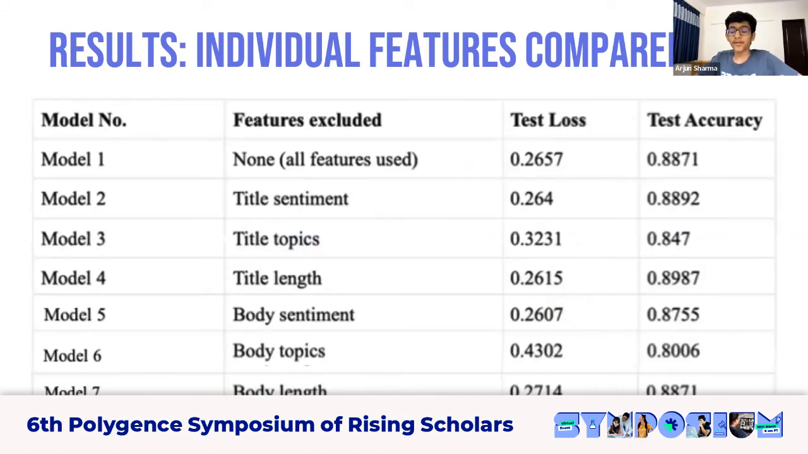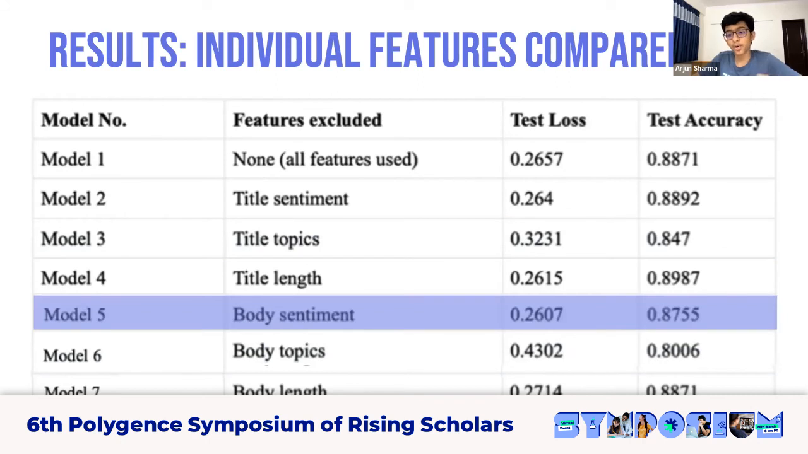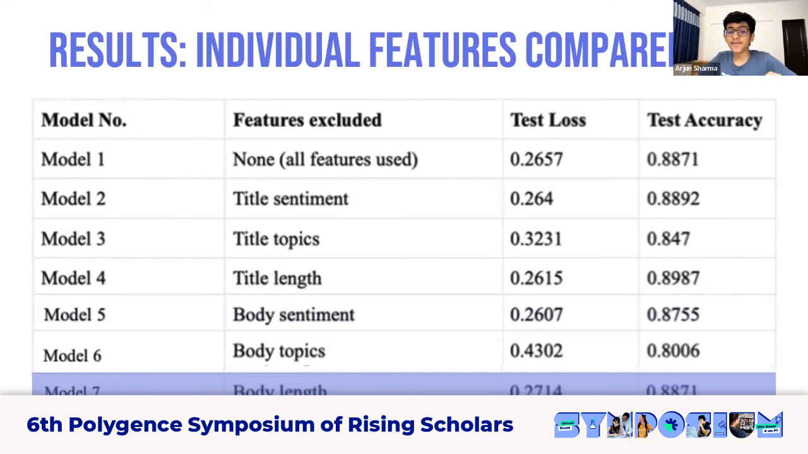Taking a closer look at the numbers, they confirm our findings for Model 3 and Model 6. Body sentiment also appears to be important, considering the fall in accuracy in Model 5 compared to Model 1. Body length also does appear to be useful in Model 6, given the increase in loss relative to Model 1.